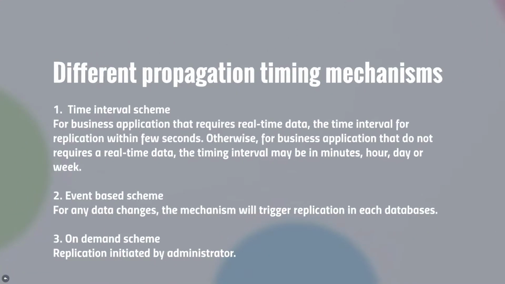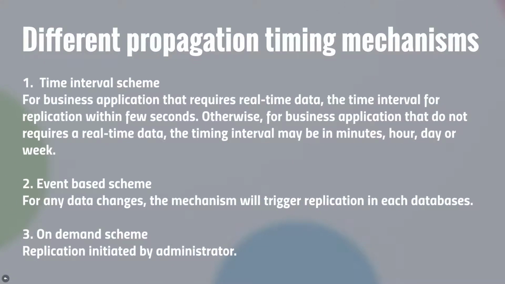There are propagation timing mechanisms that are used in asynchronous replication, which you may consider depending on your requirements. The first one is the time interval scheme. If your application requires real-time data, the time interval for replication must be within a few seconds. Otherwise, you can set it up in minutes, hours, days, or even weeks.